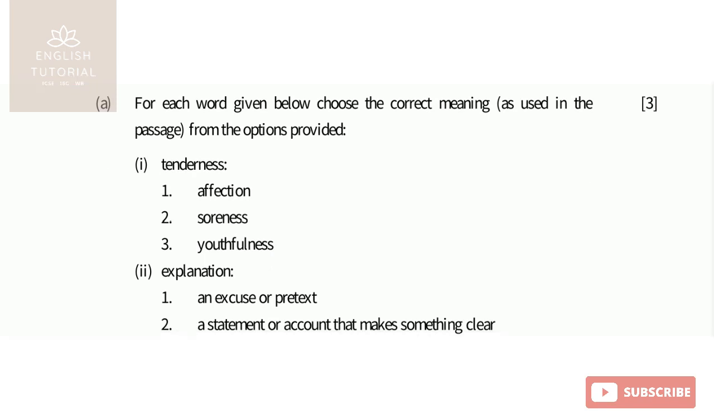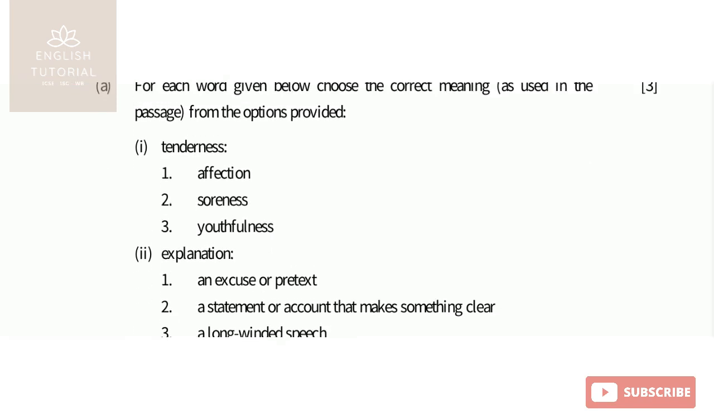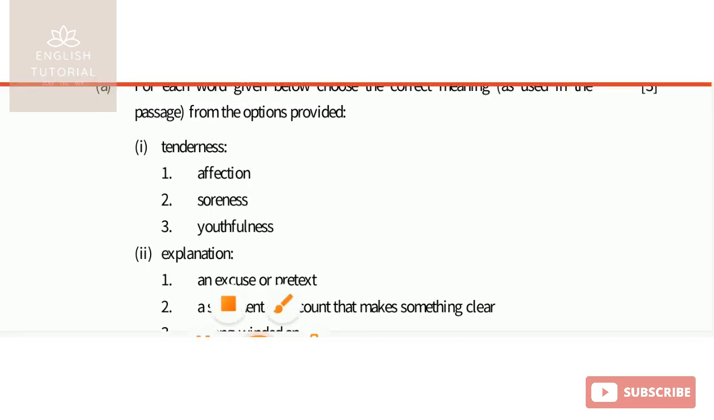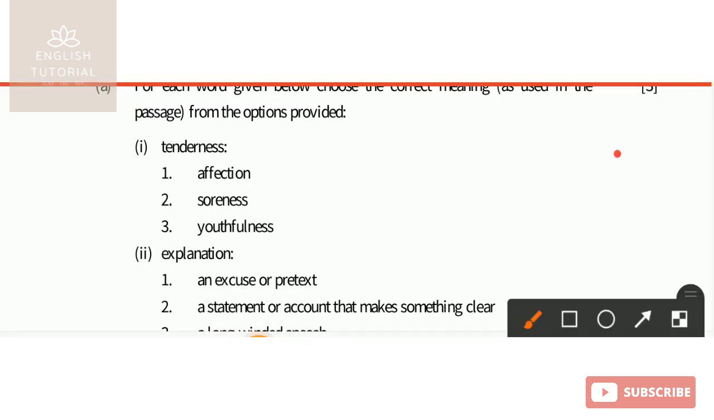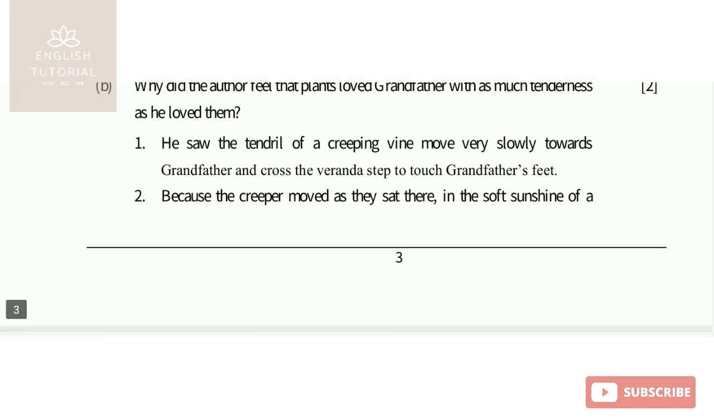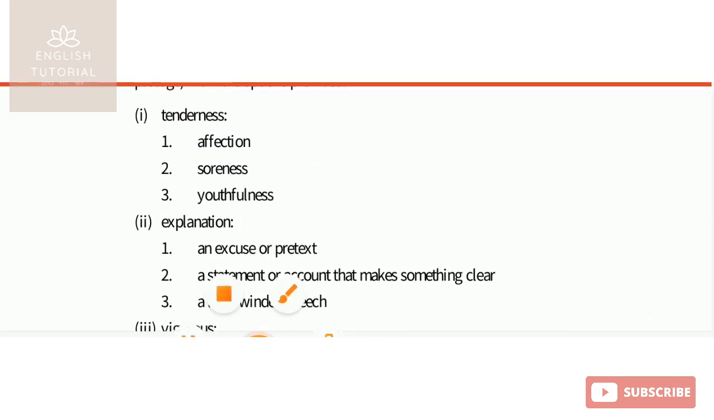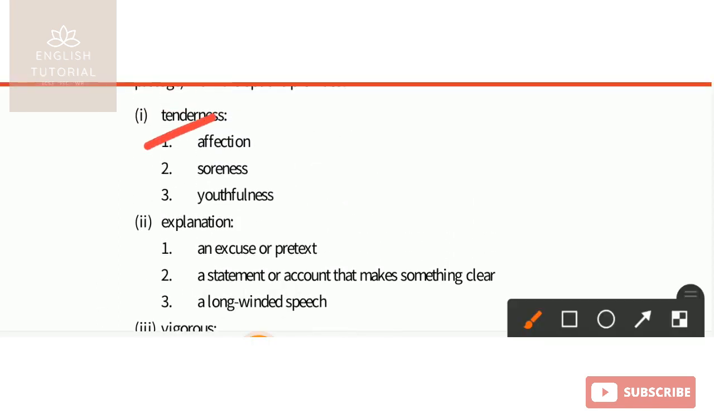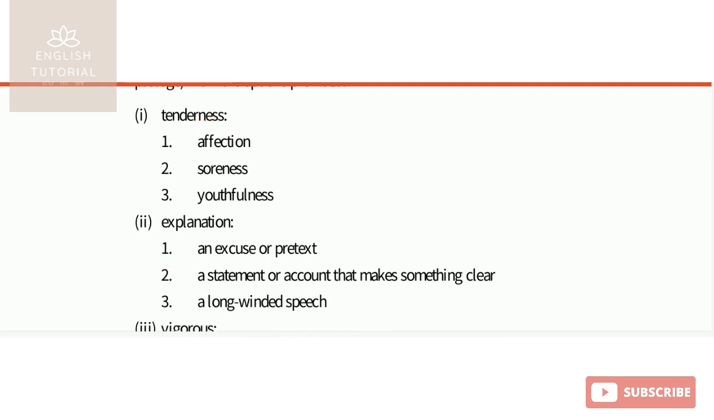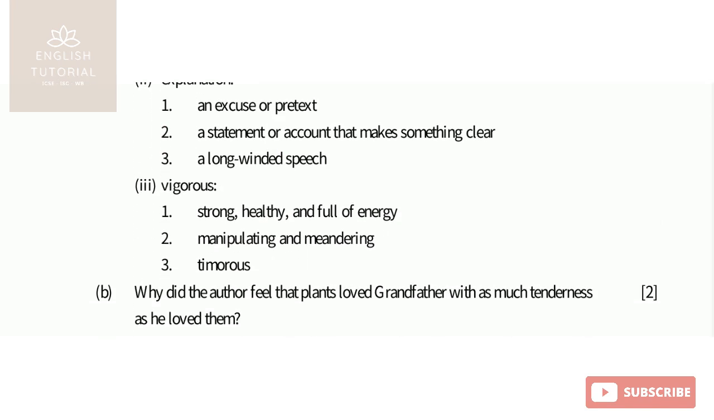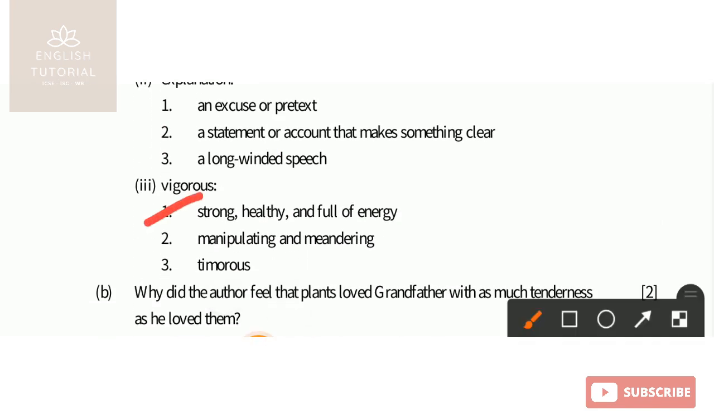A. Here A is divided into 3 marks, and I'm giving the answer. The first answer is affection. Second one, the answer is 2. Third one, the answer is the first one.